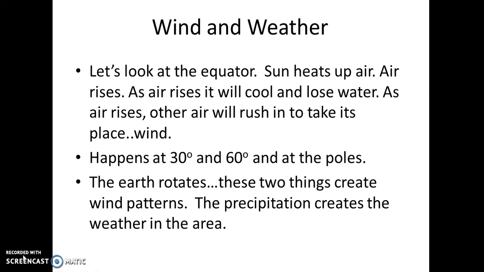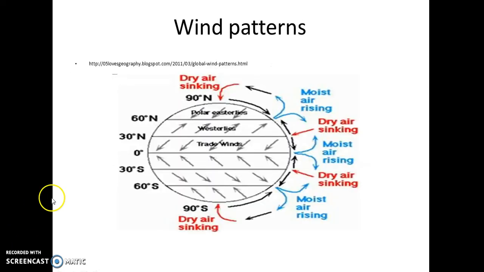Now, this also happens at 30 degrees and 60 degrees and at the poles. The Earth rotates, and these two things create wind patterns, and precipitation creates the weather in the area. So here, the air is rising and cooling down, and then it's going to sink here. Air comes in, there's a wind. Same thing at 30, 60, and then at the poles. This creates wind patterns, and because it rains, that is our weather.